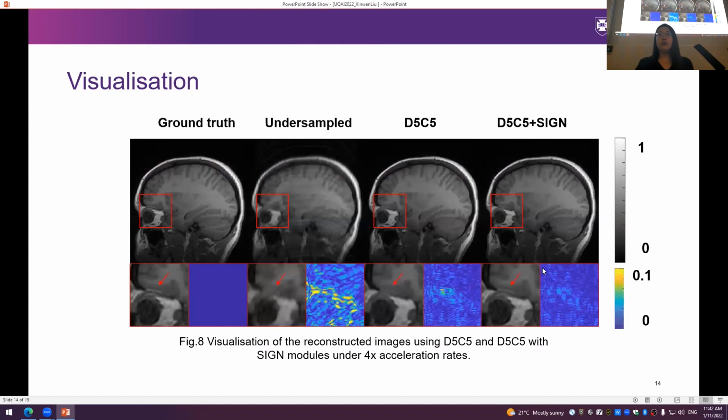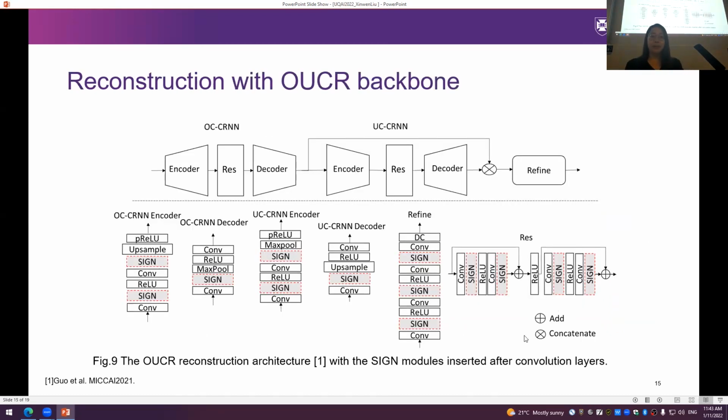And here is a visualization of the reconstructed image of a sagittal brain image. So this is the ground truth, and this is the undersampled image. You can see it's quite blurry and full of artifacts. And then by using D5C5, we can reconstruct a good image. And this is the region of interest of the image. And then by inserting the SIGN module, we can get further improvements. You can see the detail is further preserved compared to the original baseline. And the box here beside the region of interest is the error map. You can see that the proposed method has a smaller error. And then we further conducted studies on other backbone architectures.